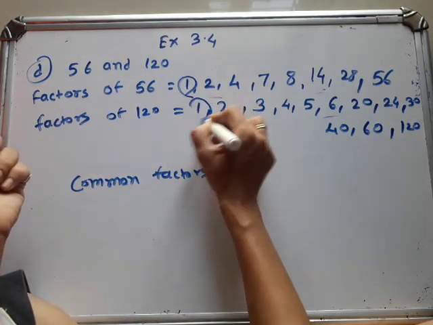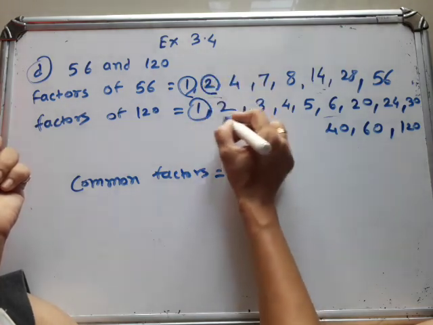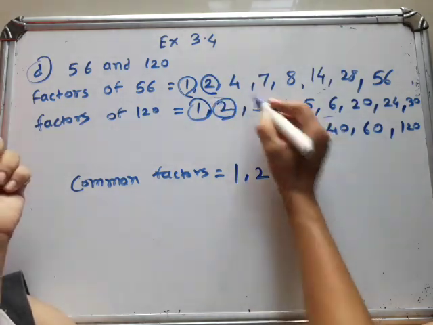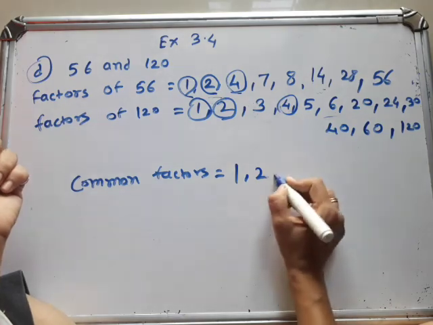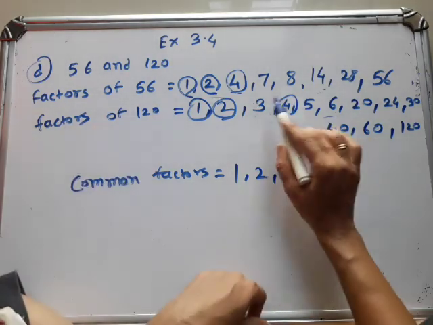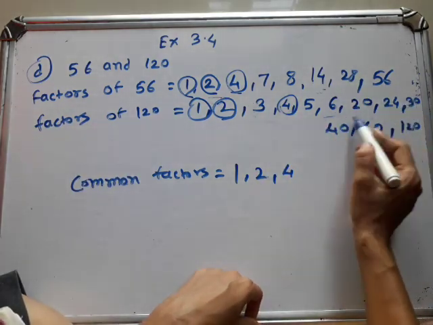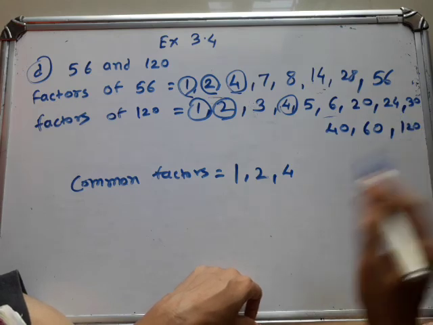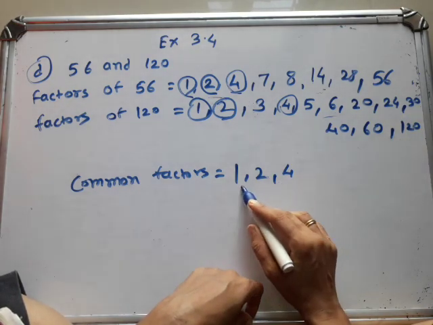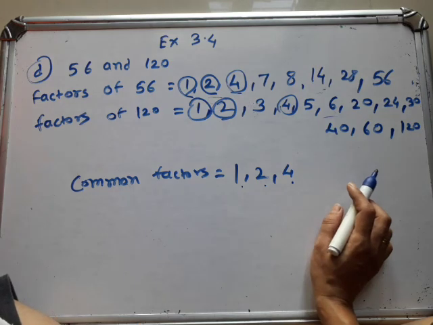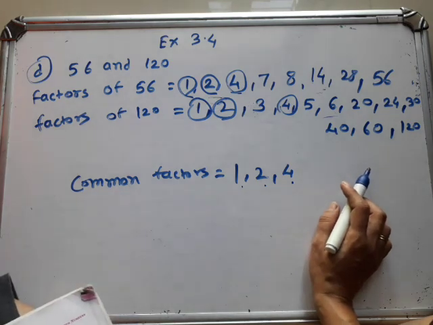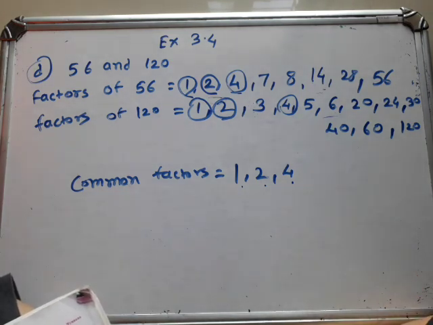This 1 and 1, write 1. 2 and 2, this 2. Then 4 and this 4. Okay, and after that there is no common factor, so we get the common factors as 1, 2 and 4. In this way you have to complete question number 1 in your notebook. Okay, thank you.